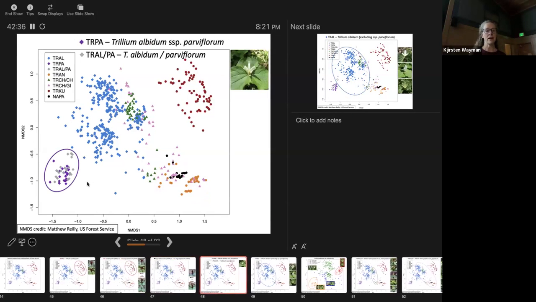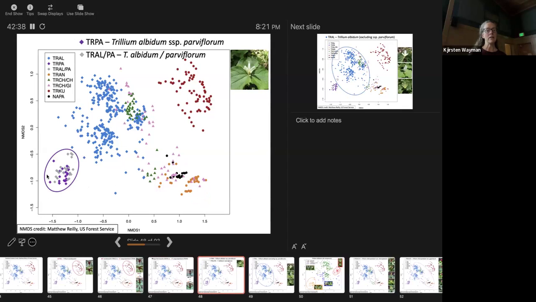If we look over here in the purple diamonds, we're going to see Trillium albidum subspecies parviflorum. So we see that the subspecies parviflorum clusters together nicely. And if we include those intermediates, or the plants that I couldn't identify as either albidum or parviflorum, they also cluster nicely with the parviflorum, except for a few of these that might extend out a little bit of a distance away. So we might also say that Trillium parviflorum could be a distinct species.